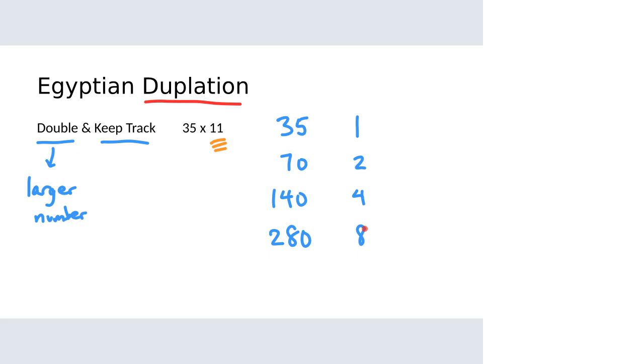Well, let's see what I should keep over here. If I keep this number, that's 8 35s. If I keep this number, that's 2 more 35s. So now I'm up to 10. And if I keep this one, that's 1 more 35, and I'm up to 11. And so what we're going to do is add those circled numbers together, because this gives me 1 35 plus 2 more 35s plus 8 more 35s. And we'll add those 3 together.